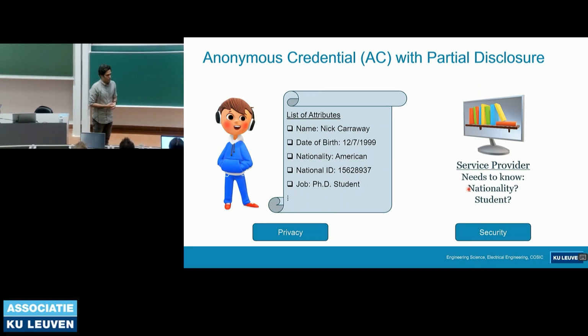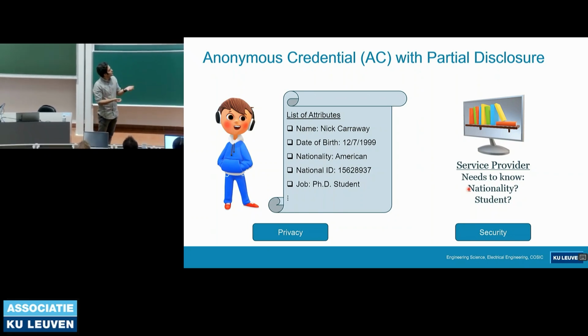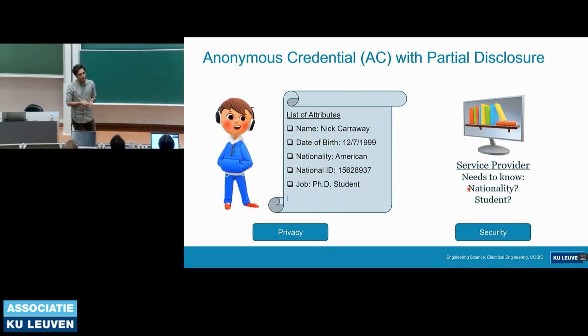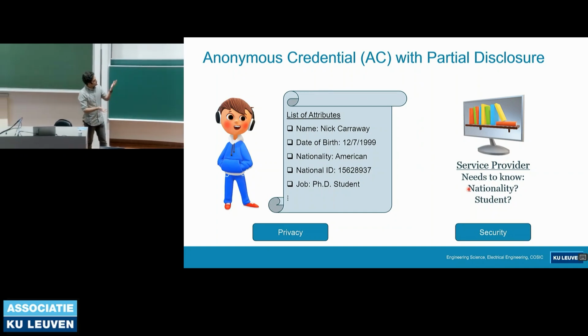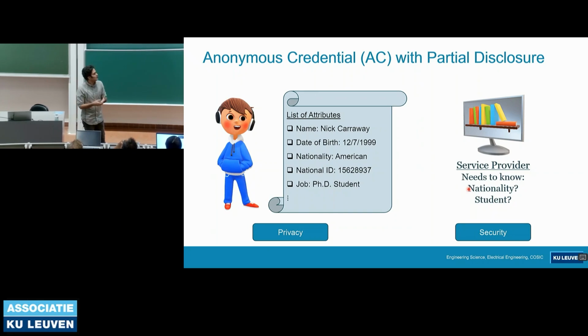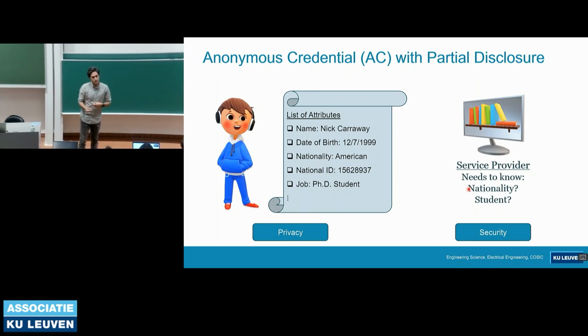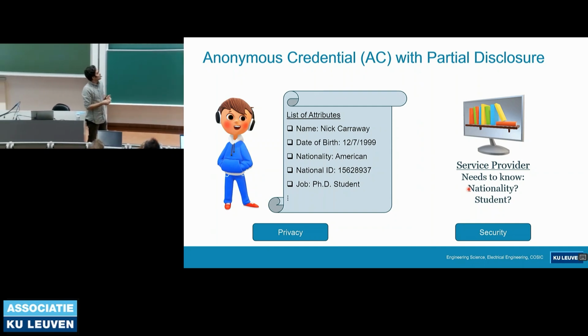For example, he wants to shop, or he wants to order something, or he wants to access a book from an online library. And this service provider, for example this online library, needs to know your nationality or whether you're a student or not. Then it gives you access to the services and will provide you with the books you want.